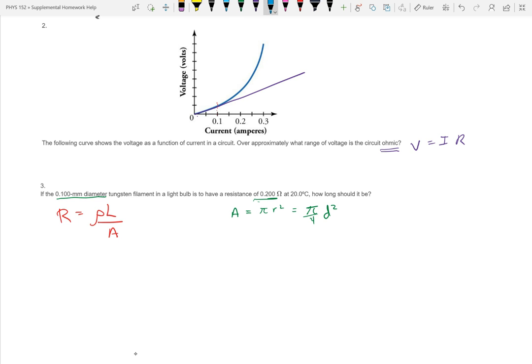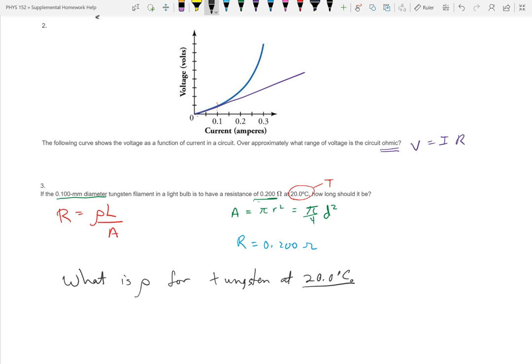So we're given that R is equal to 0.200 ohms. And then we have a temperature. Yeah, because temperature, I forget the relationship it has, but it affects the resistance. Okay, so what we're missing is rho, because we're looking for L. We need to find rho. That's something we have to look up for tungsten at 20.0 degrees Celsius, because it'll be different at different temperatures.